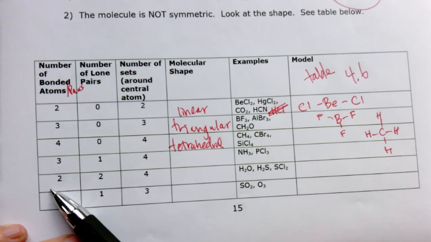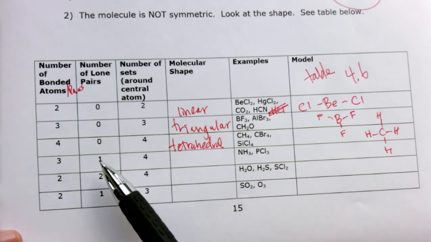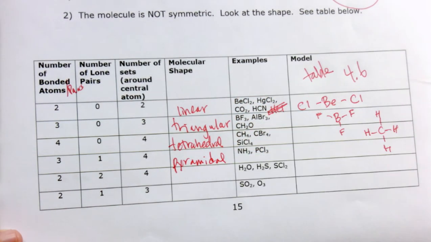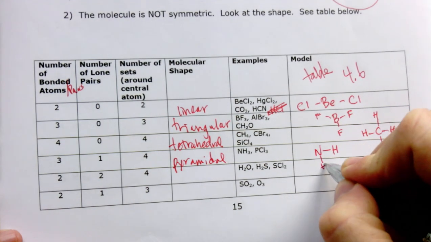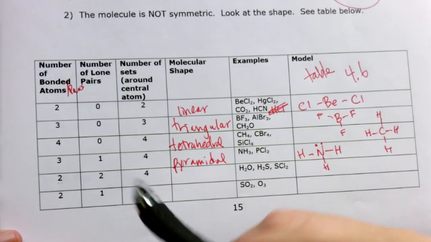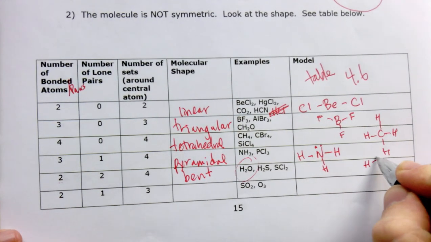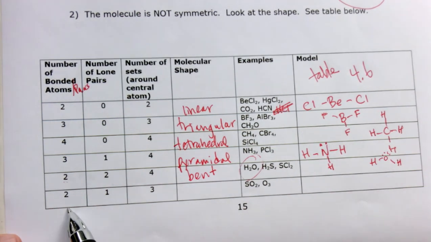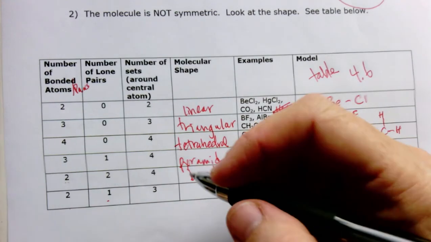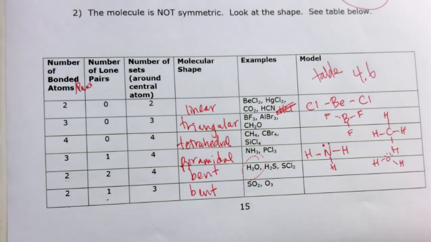If you have 3 bonded pairs and 1 lone pair, then you have a pyramidal shape. That would be like NH3. If you have 2 bonded pairs, 2 lone pairs, this is bent. So this is like water. And then 2 bonded pairs, 1 lone pair, this is bent as well. So SO2.